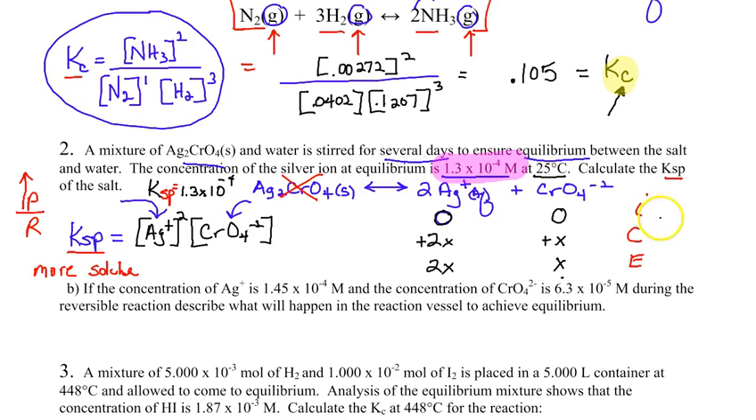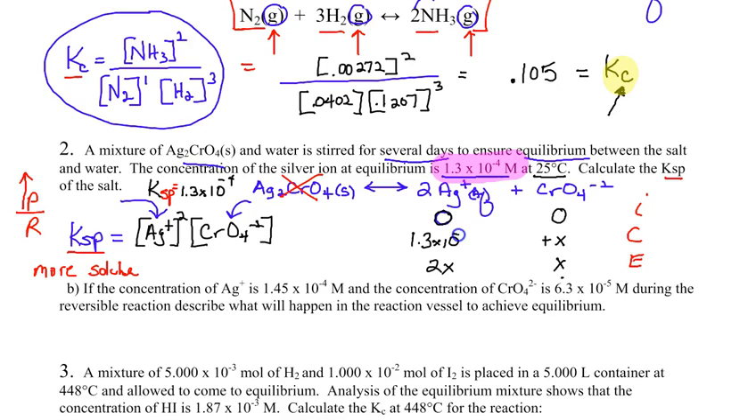Now, how is this easy to understand? Well, they said the silver ion concentration is 1.3 times 10 to negative 4. So what they mean, party people, is that's my 2X. They're giving me the value of the 2X. So let's put it in. 1.3 times 10 to the negative 4.